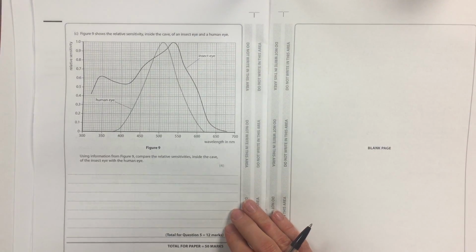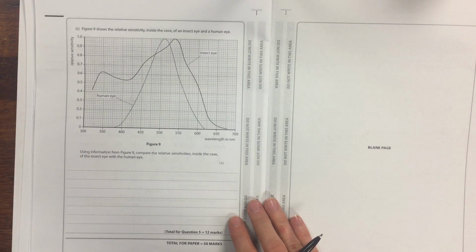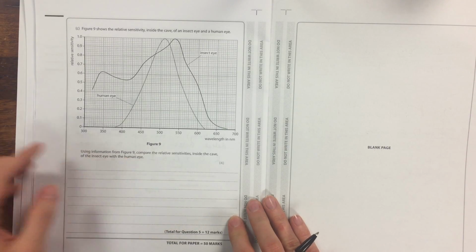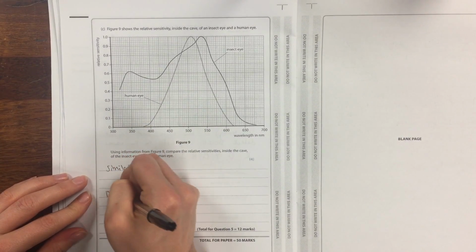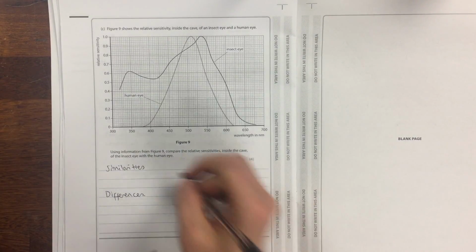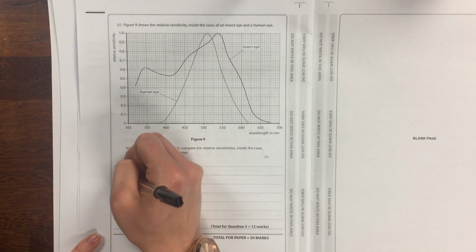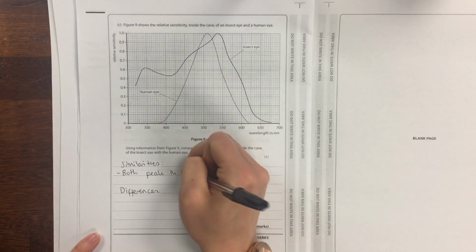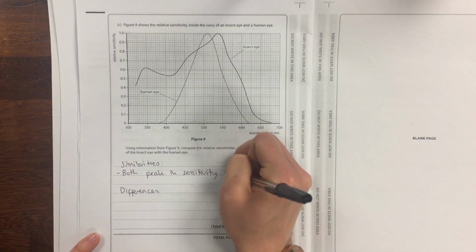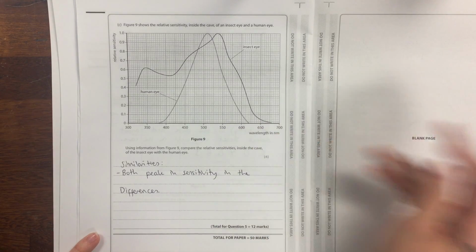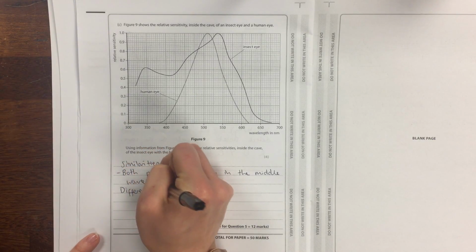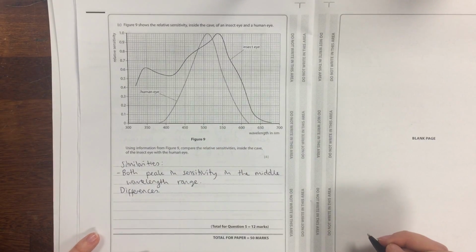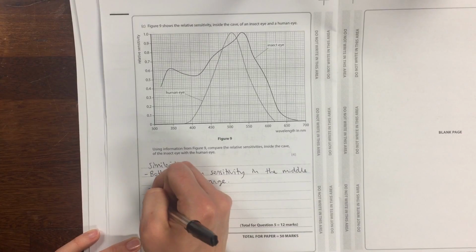So part C says, Figure 9 shows the relative sensitivity inside the cave of an insect eye and a human eye. So using information from Figure 9, compare the relative sensitivities inside the cave of the insect eye with the human eye. So comparing, I need to say some similarities and some differences. Okay, so similarities. Both peak in sensitivity in the mid-range, or the middle wavelength range. However, the peak is actually different, isn't it?